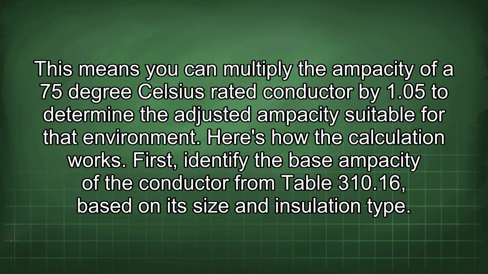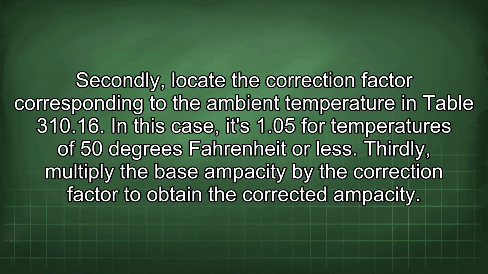Here's how the calculation works. First, identify the base ampacity of the conductor from Table 310.16 based on its size and insulation type. Secondly, locate the correction factor corresponding to the ambient temperature in Table 310.16. In this case, it's 1.5 for temperatures of 50 degrees Fahrenheit or less. Thirdly, multiply the base ampacity by the correction factor to obtain the corrected ampacity.